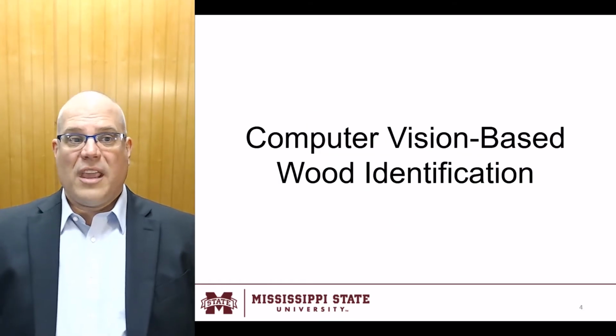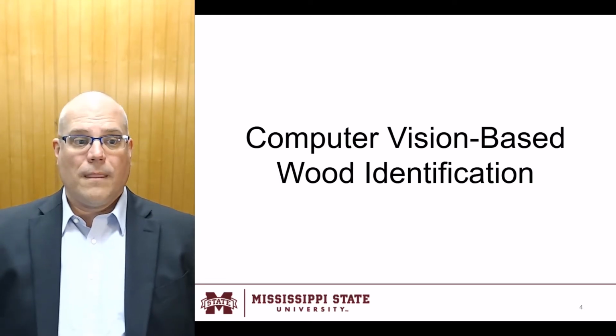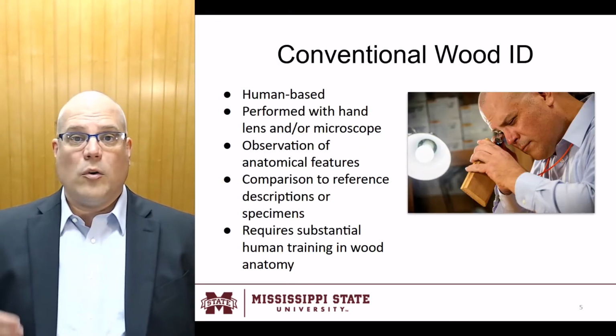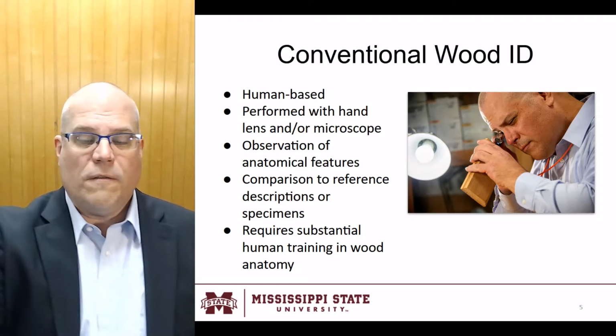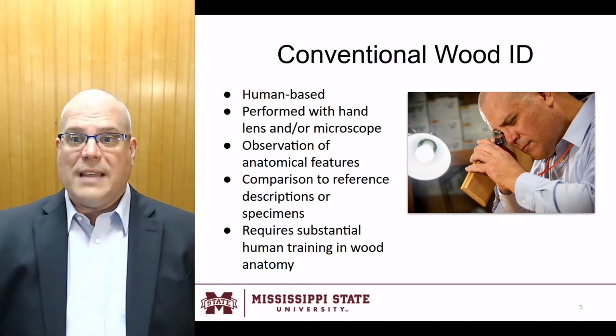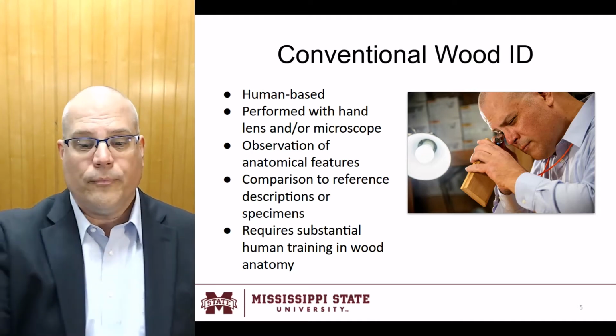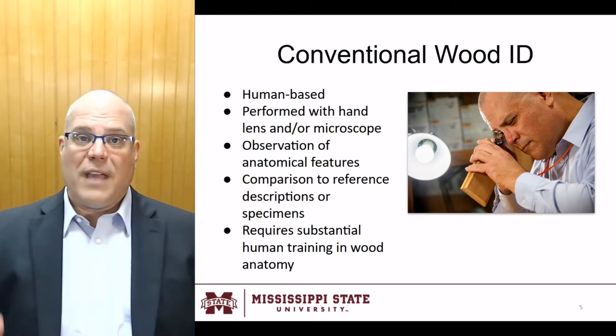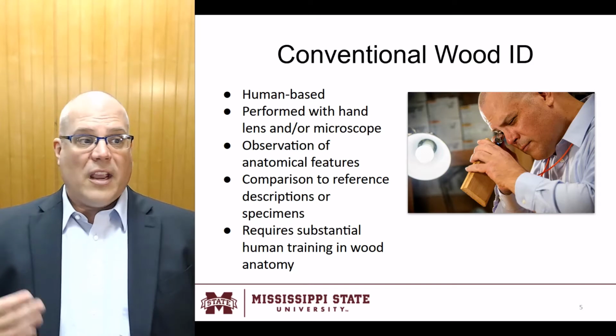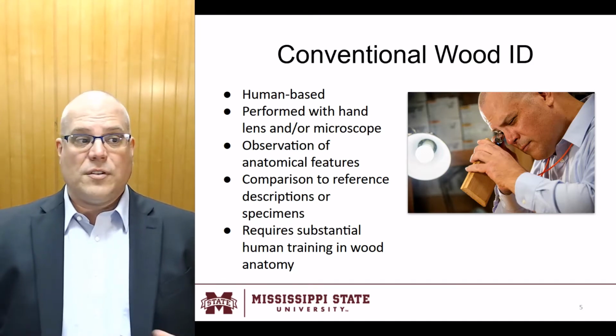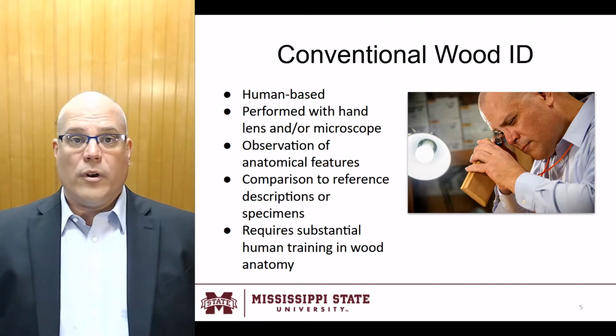Let's start by thinking about computer vision-based wood identification. But to do that, let's remind ourselves a bit about conventional wood ID. So conventional wood identification is human-based, and it's performed using a hand lens and/or microscope. It involves observation of anatomical features of the wood and then comparison of those features to reference descriptions or specimens. It requires substantial training in wood anatomy.